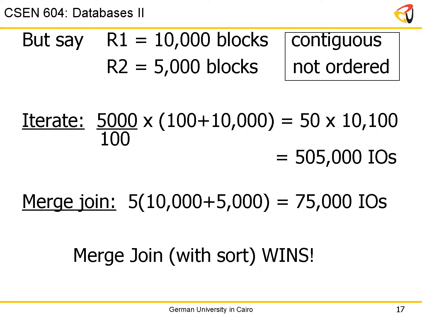But this is just a computation for our specific example. If I play with the numbers, and here is just a proof of that, again the relations are contiguous, but the values are not ordered, but I have a different number of blocks. If you go back and do the same computation we did before, using the same number of memory slots, which is 101, iteration join will give you 500,005 IOs, while merge join will give you 75,000 IOs. So merge join actually will be better.